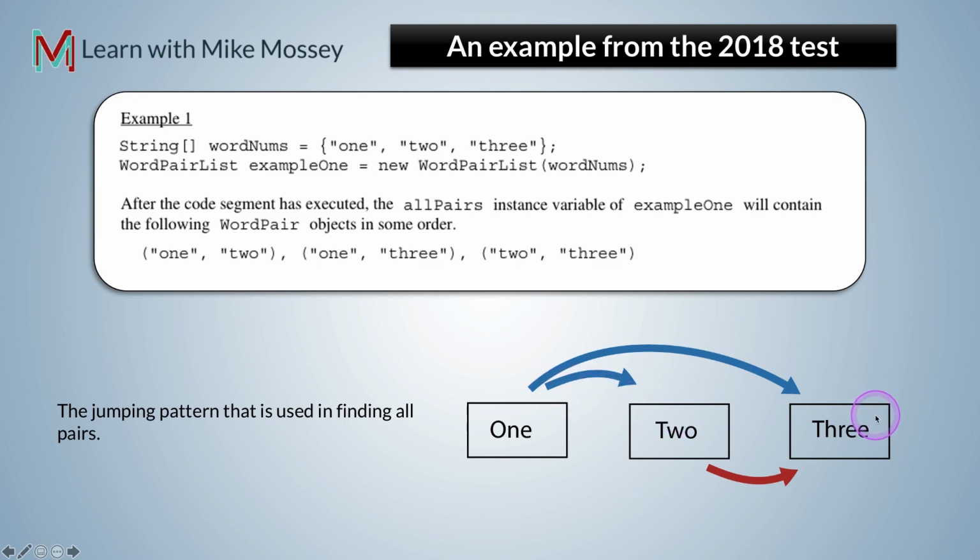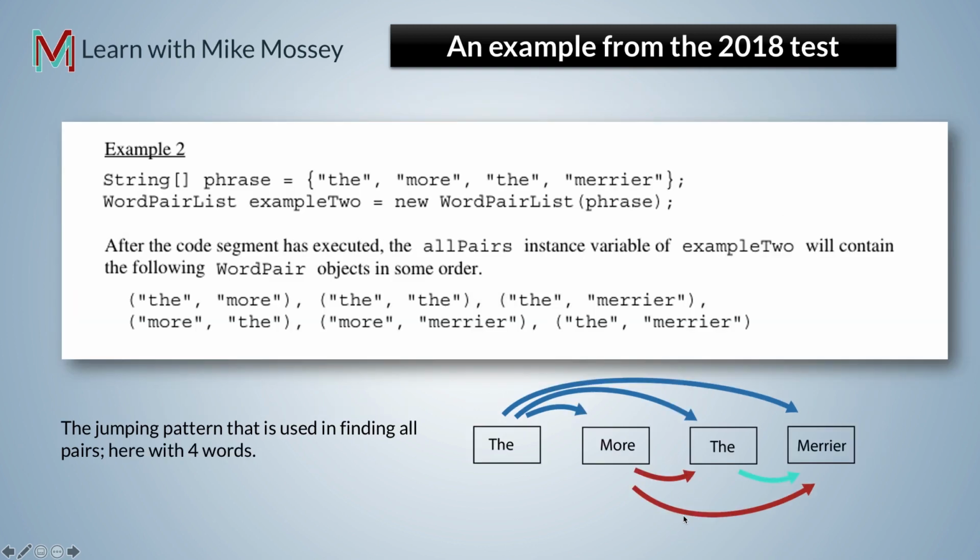We pair with 3, that's the long blue arrow. Then we find all pairs with 2 in them, and that's the short red arrow. There's only one word left, so there's only one red arrow. We don't need to consider 3 at this point because we've already made pairs with every other word. This jumping pattern is a way of making the algorithm visual and physical. I'm sure you'll agree this is a lot more clear than the math language they used.